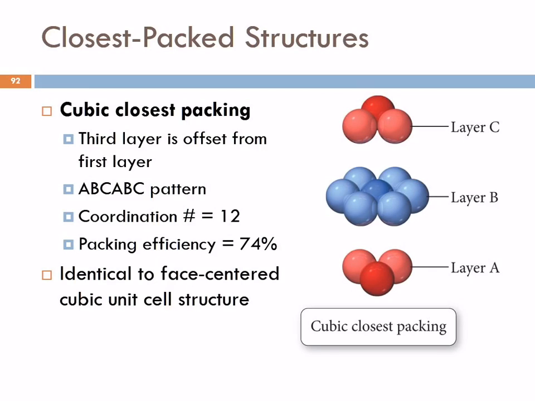Cubic closest pack has the 3 different layers, where the third layer is offset from the first. So layer A, layer B is sitting in the little divots formed by layer A, but then layer C is offset from the first layer. And so we get an ABC pattern. This also has a coordination number of 12 and a packing efficiency of 74%. This is identical to the face-centered cubic unit cell.